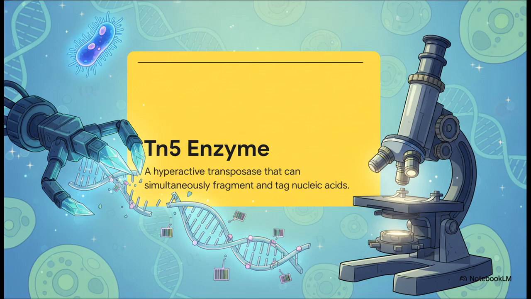It's a hyperactive enzyme originally found in a bacterium with the rather unfortunate name Vibrio diarrheacus. But what makes Tn5 so special is that it's a biological multi-tool. It can simultaneously chop up nucleic acids and tag them with specific DNA barcodes in a single, elegant step. We call this process tagmentation.